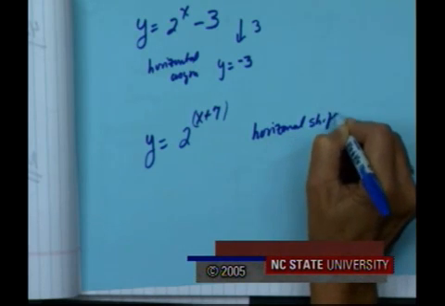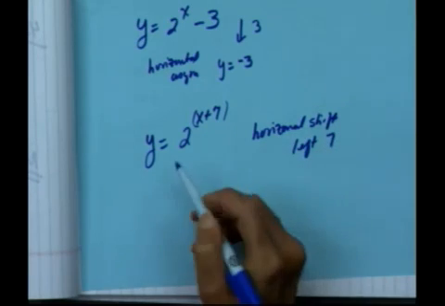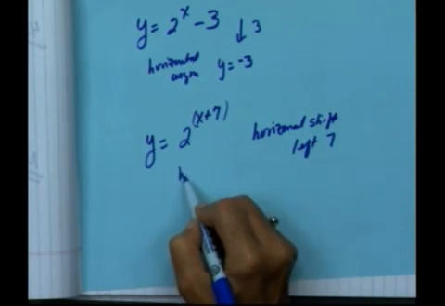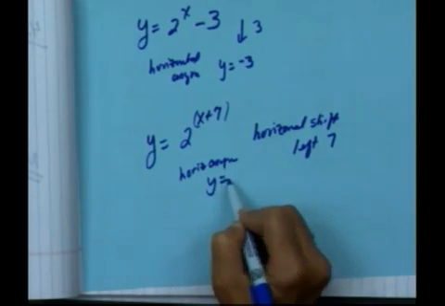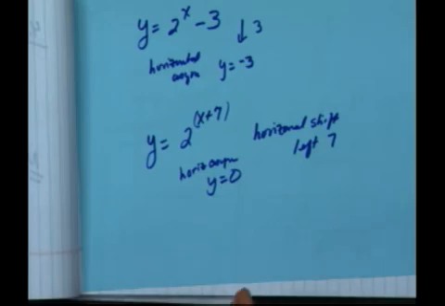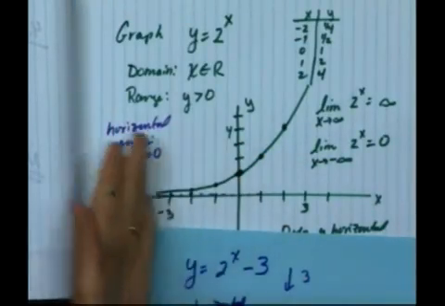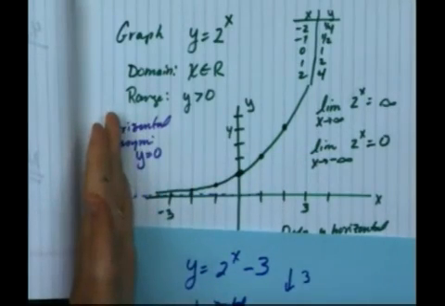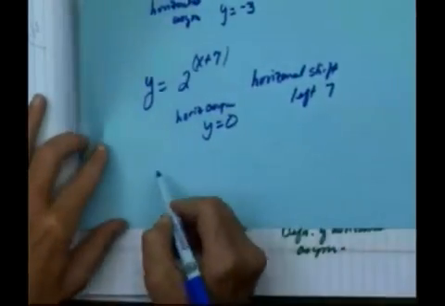Shift. Which way? Left 7. Give me the equation for the horizontal asymptote. Y equals 0. It's still 0, because it's really the graph of y equals 2 to the x, and all you've done is shift it to the left 7. You haven't affected the asymptote. Okay? All right, last one.